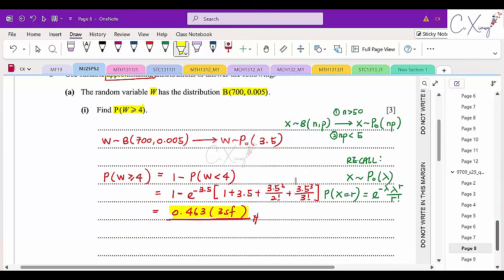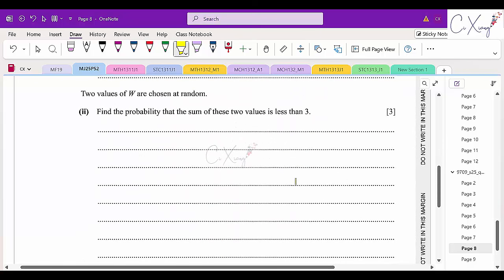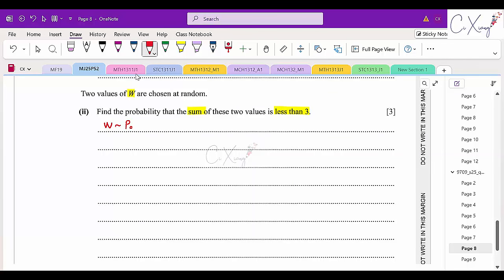Alright, then let's continue to part B. Two values of W are chosen at random. Find the probability that the sum of these two values is less than 3. I know that now my W is Poisson distributed with lambda 3.5. When I'm having the sum, it means W plus W. When W plus W, it is still Poisson distributed, but for the lambda, you have to add 3.5 with 3.5, and your new lambda will become 7 for the variable W plus W.